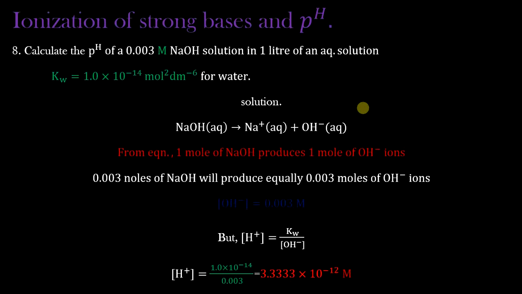Obtaining that, we substitute in the pH expression, and our pH is negative logarithm to base 10 of the molar concentration of hydrogen ions. If we substitute in the value and calculate, we finally get our pH being 11.477, or you can simply say your pH is 11.5.